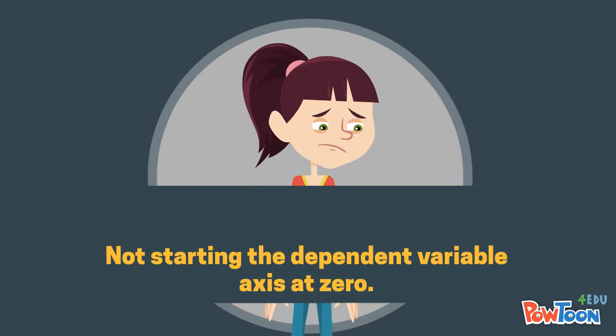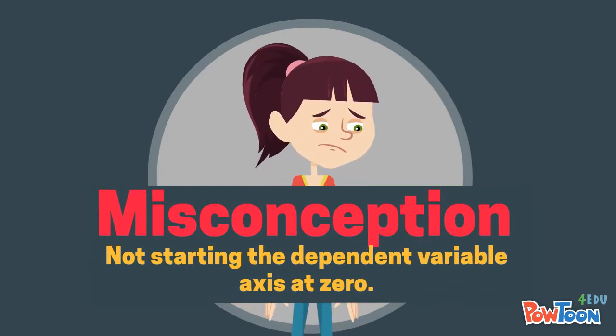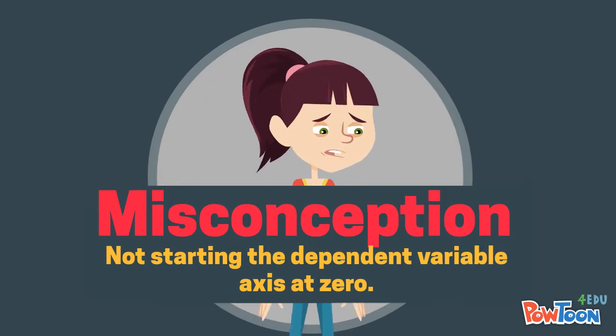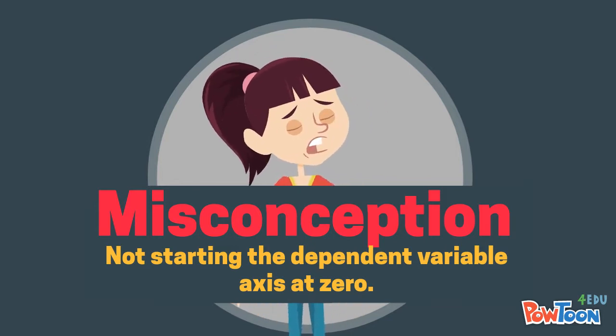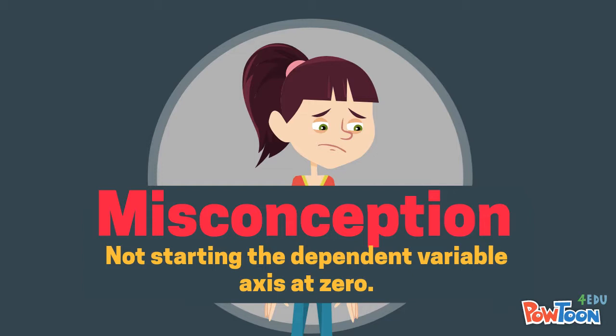Not starting the dependent variable axis at 0 is a common misconception within graphing. As we often discuss scaling graphs to fit the data, students think it is okay to start the vertical axis at a stage that suits their data. This is not the case, and we'll have a look why.